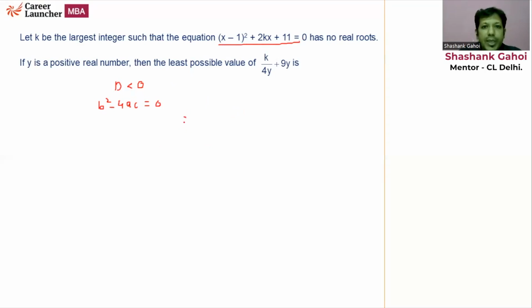So it is going to be x square minus 2x plus 1 plus 2kx plus 11, and that's equal to 0. So I'm going to get x square plus (2k minus 2)x plus 12, and this should be 0. Okay. So now I have b square minus 4ac, and that should be less than 0.